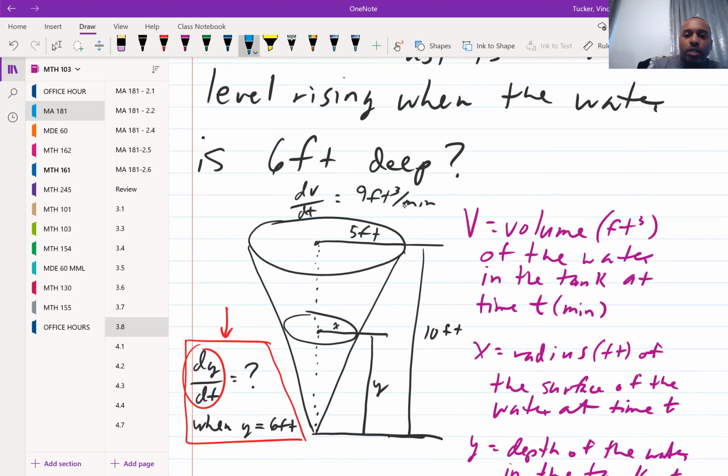If you look at the tank, it tells us that the radius of our tank is 5 feet, and then the height is 10 feet. Now, if you're talking about the water being 6 feet deep, we have this smaller conical shape down here, where X would be the radius and Y would be the height.